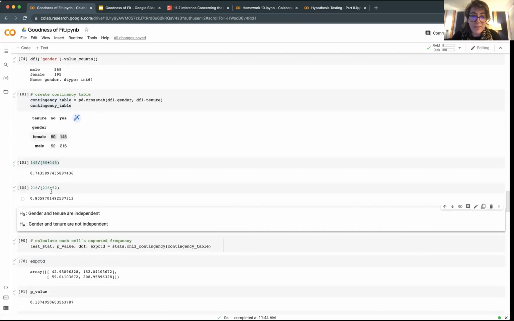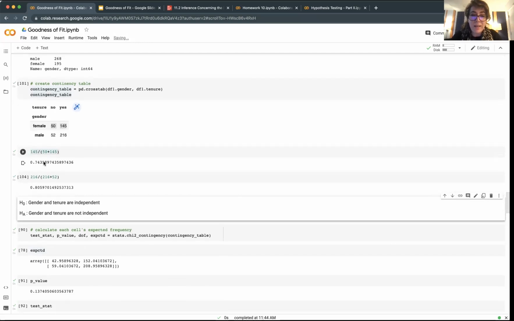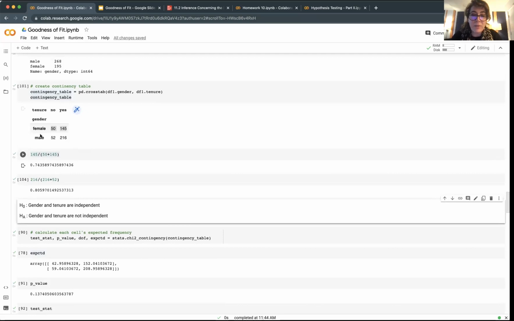And so this type of test is really just finding that there isn't a significant enough difference between these two proportions for us to say that there is a dependence of getting tenure. These two things are not far enough away from each other to say that these values are dependent.